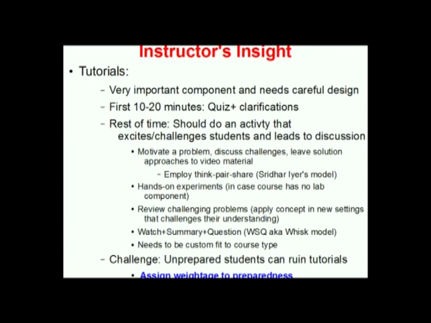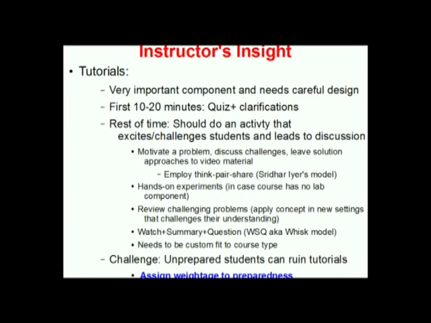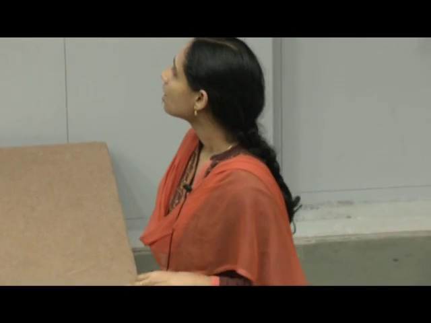There is another model employed in the flipped classroom, called the what summary question. Basically, you watch the video, each student is supposed to summarize what he watched, and then ask a question in the class. So the time is spent discussing some of the questions. Naturally, if you ask very lame questions, you don't get credit, but if you ask interesting questions, it leads to other discussion. What you do within the tutorial is custom fit to a specific course type, so you have to think carefully before you follow this model.